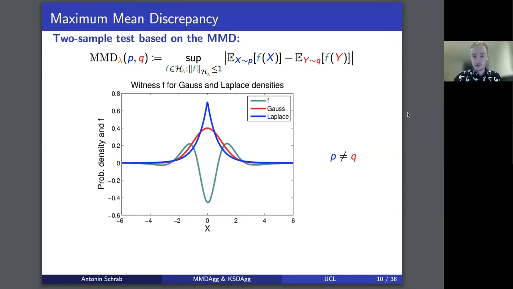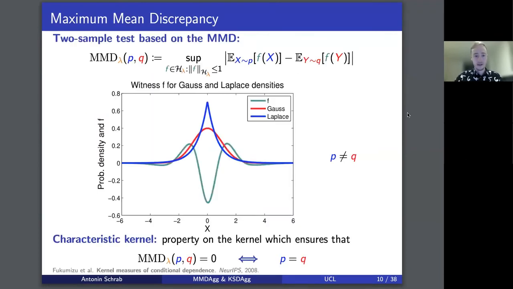And so this was just for some samples, but of course this also applies to the case of density. So this is for the Gaussian and the Laplace density, and we plot the witness function.